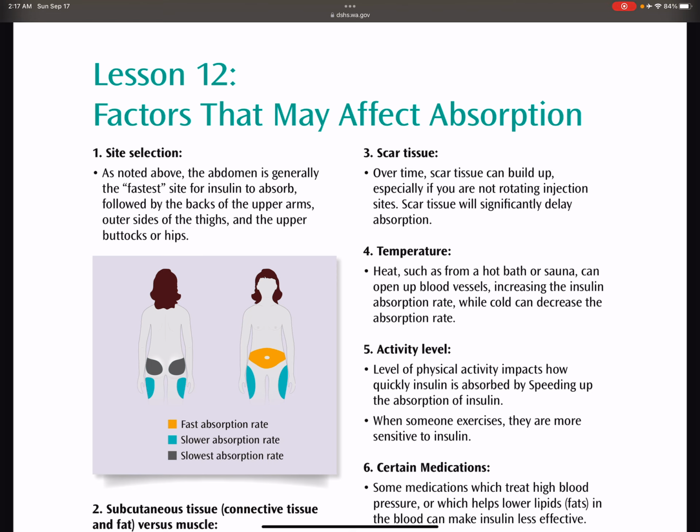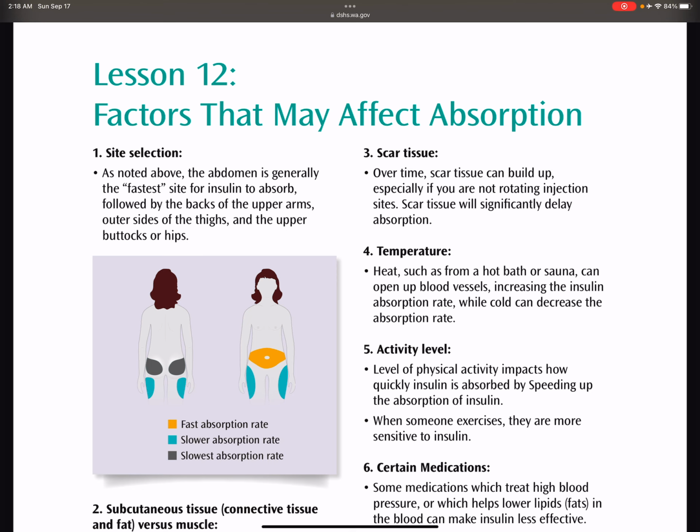Temperature: heat, such as from hot baths or a sauna, can open up blood vessels, increasing the insulin absorption rate, while cold can decrease the absorption rate, so the weather can affect it. Another factor is the activity level.